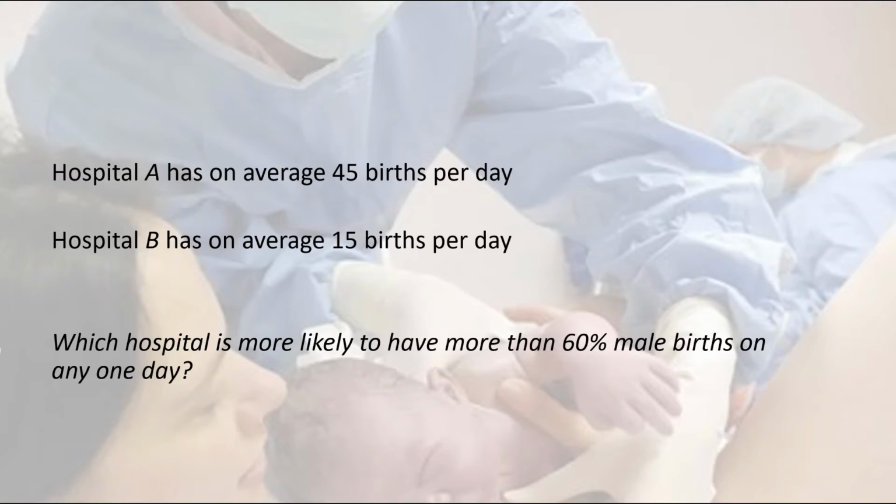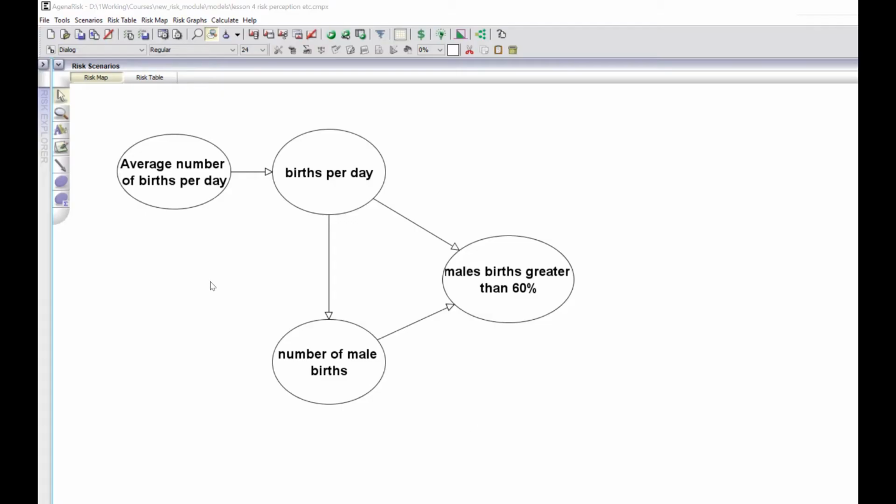Most people assume that the answer to this question is Hospital A, the bigger hospital, but that's a classic case of risk misperception. What I'll now demonstrate, using a simple causal Bayesian network model, is the correct solution to this problem. So here is the Bayesian network model in AgenaRisk. Let's look at each of these nodes in turn.